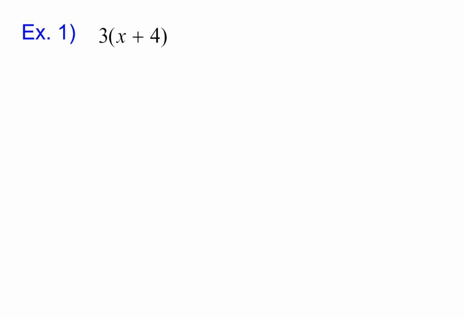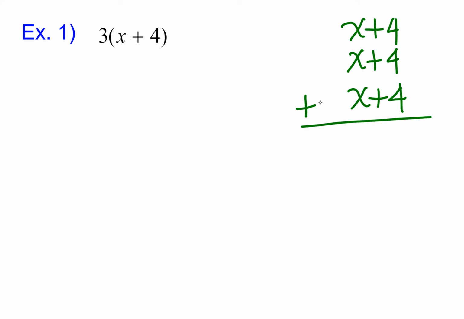Here we go with example number 1. We have 3 on the outside and times x plus 4. Now, before we start this with the distributive property, I kind of want to show you what this means. We know that this is telling us that we have 3 x plus 4s, right? X plus 4, x plus 4, x plus 4. Now, we can sit and add all of this together. I have x plus x plus x, which is 3x, and I have 4 plus 4 plus 4, and that gives me 12. We can see this is how it works.